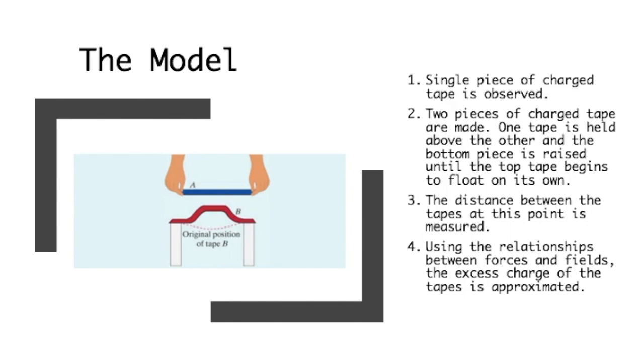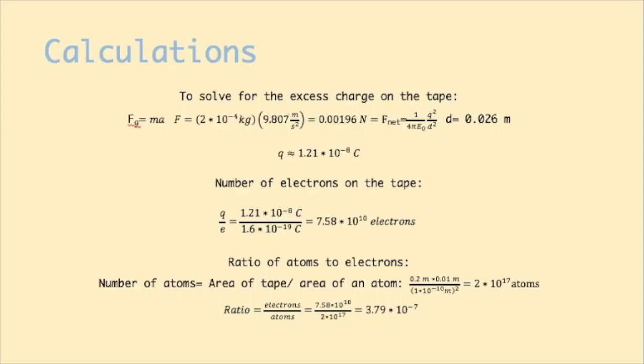This distance is measured, and then using the relationships between forces and fields with this distance, one is able to calculate the excess charge of both tapes. In the first step, we use Newton's second law to equate the gravitational force on the top tape to the electric force on it coming from the bottom tape below it. We use F equals ma to calculate the force of gravity and then set that equal to the Coulomb's law formula and plug in the distance between the two tapes in order to get the charge.